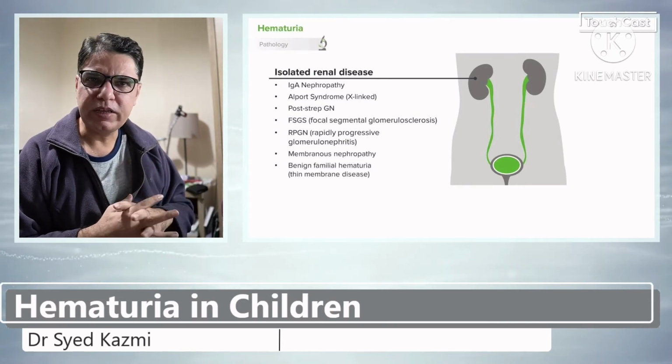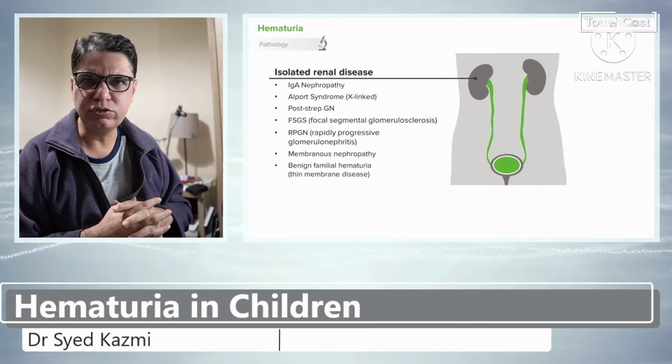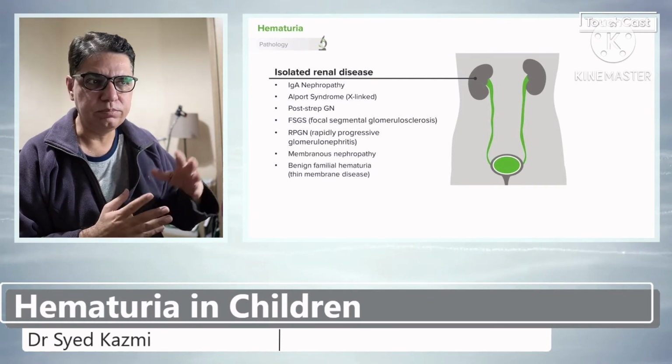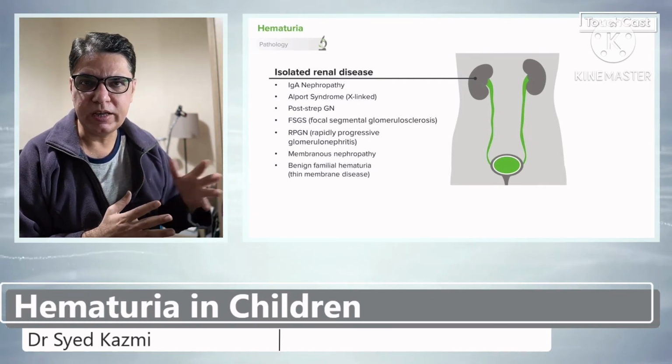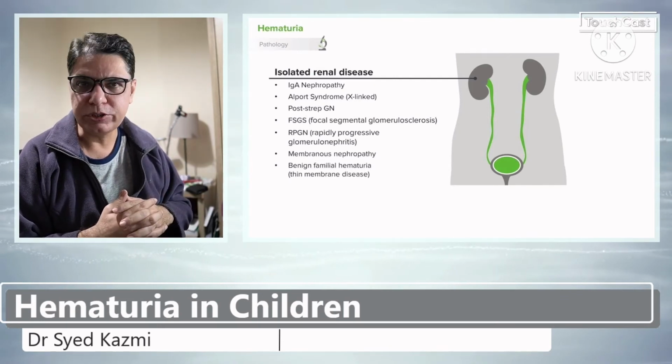Membranous nephropathy can also lead to hematuria, and sometimes benign familial hematuria, which is also known as thin membrane disease. Especially if there is a family history of hematuria again and again, and there is no history of deafness, then you can think of benign familial hematuria.